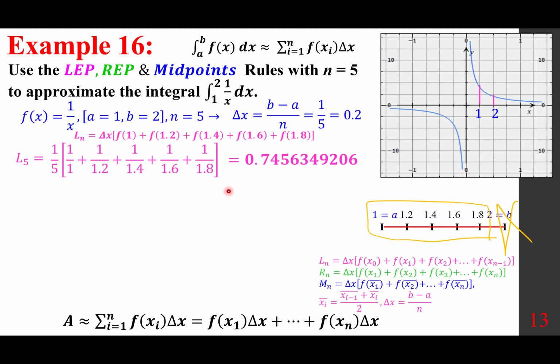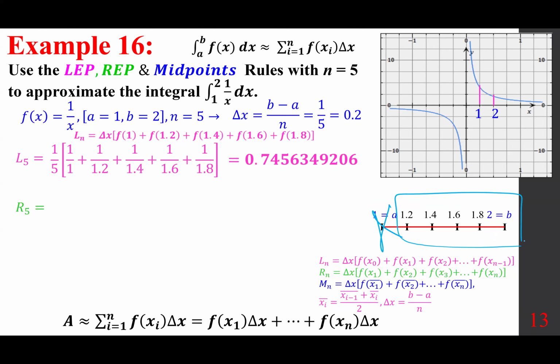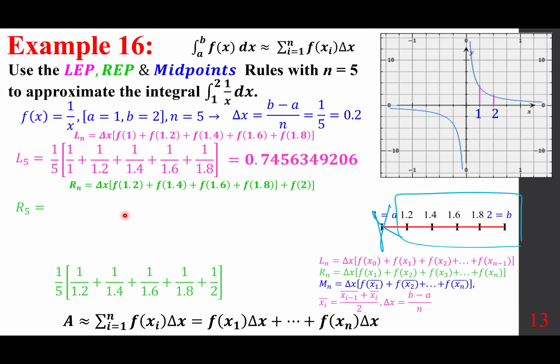We're done. I'm going to go with the right endpoints. Why R5? R stands for right. Why 5? n is 5. Again, I'm going to erase my work. And this time, since I'm using the right endpoints, I'm not going to use this one. I'm going to use all of this, which means delta x times f of 1.2, f of 1.4, 1.6, 1.8, f of 2, all of them except the first one. And obviously, again, f of 1.2 is 1 over 1.2 and so forth.